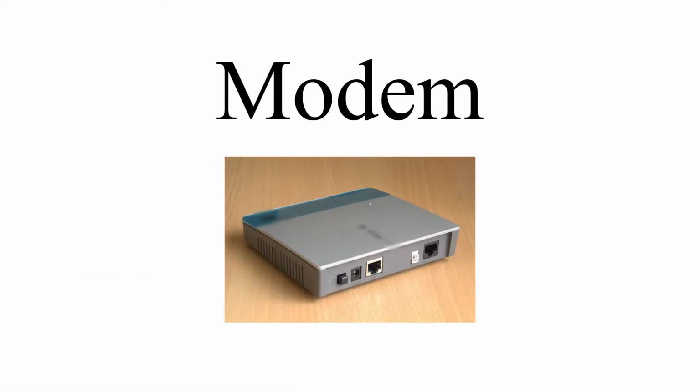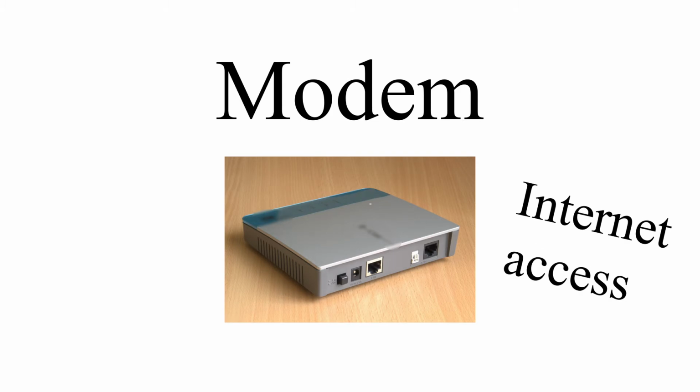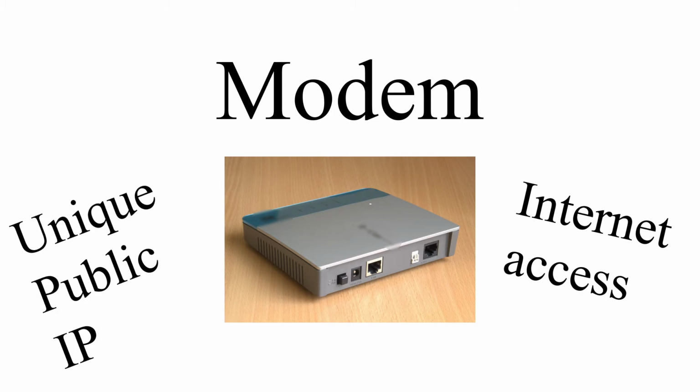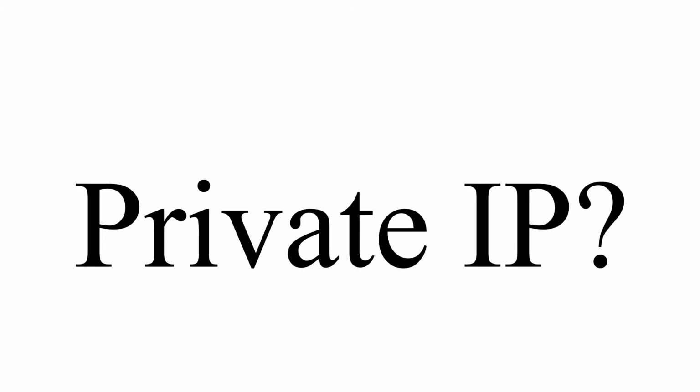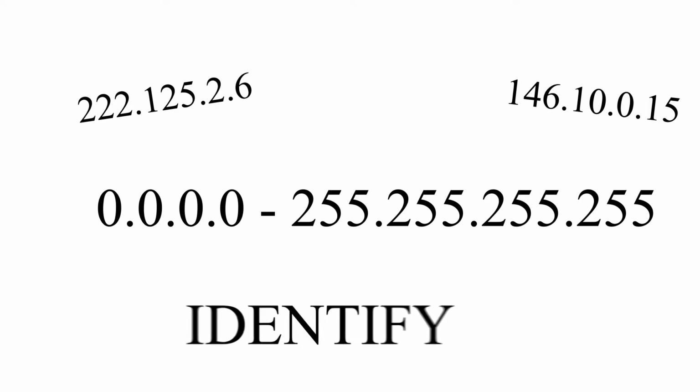A modem is a device that gives you internet access. A modem receives a unique public IP address from your internet service provider. There are also private IP addresses, but more on that later. Now, what is a public IP address? It is just 4 numbers from 0 to 255 separated by a dot. For example, 146.10.0.15 or 222.125.2.6. It is a way for the internet to identify your home network or basically all the devices you're using at home.